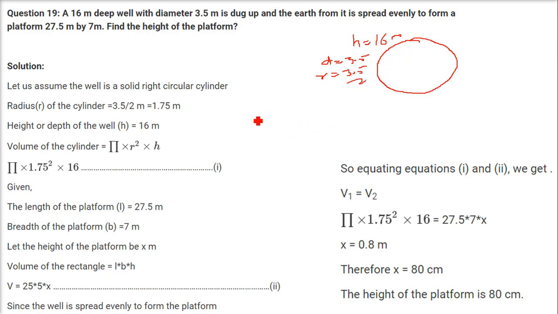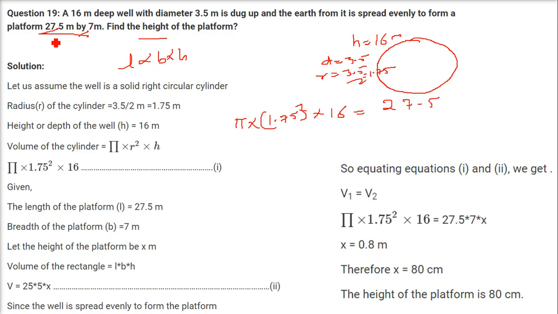So the volume of this one will be pi into r square, that is 3.5 by 2, which is equal to 1.75. 1.75 whole square into height, which is 16. And this is going to be equal to the platform of this by this, evenly spread. What is the height? So length and breadth are given, height is not known. So the volume of the platform will be length into breadth into height. So we just equate it to this one.